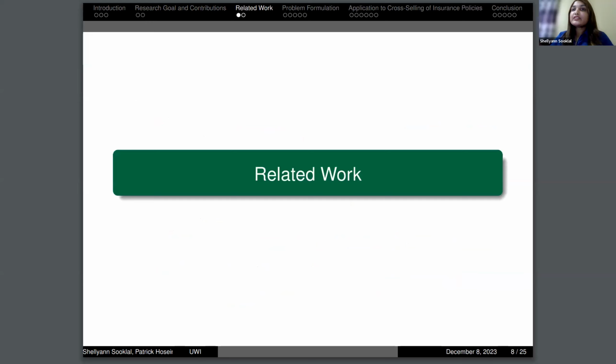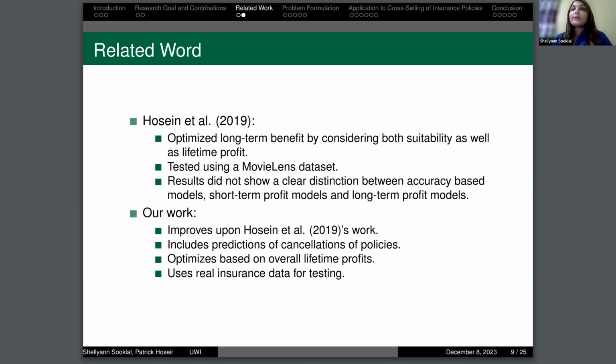There are some researchers who have performed work in this research area. But for the interest of time, I will just speak about a paper that is most related to ours, which is the work presented by Hussein et al. They presented an approach to optimize long-term benefit by considering both suitability of the product as well as lifetime profit. They tested their approach on a MovieLens data set. However, the results did not show a clear distinction between the accuracy-based models, short-term profit models, and long-term profit models.